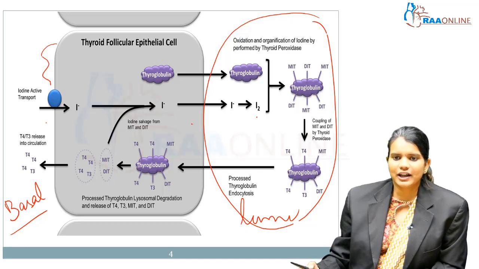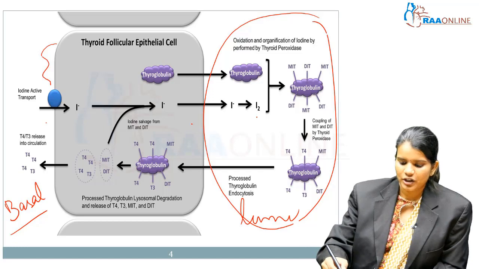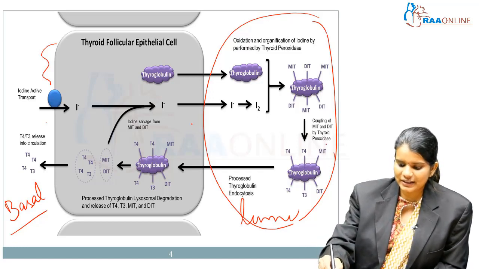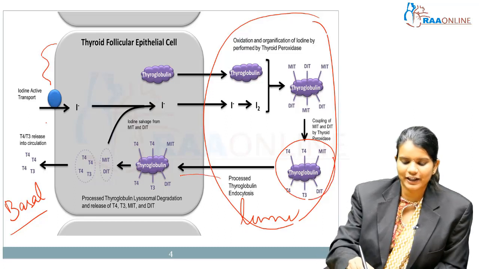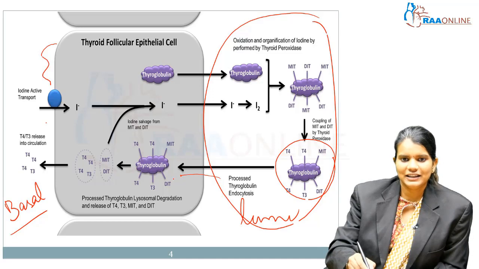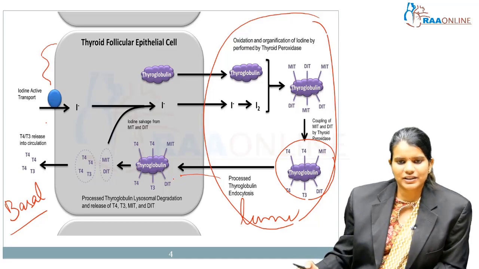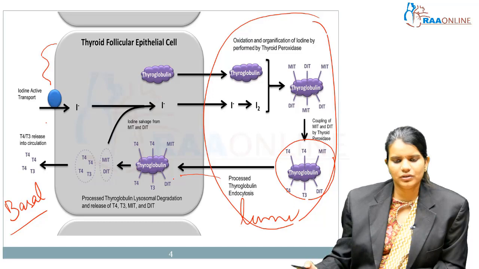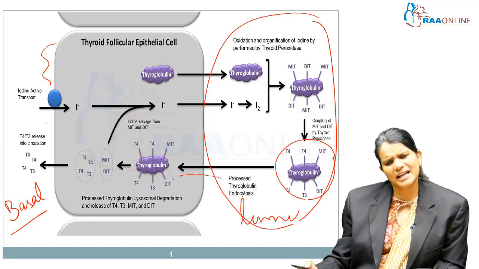Then the processed thyroglobulin, whenever there is a requirement of T3 and T4, which is the active form, is taken from the luminal surface back inside the thyroid epithelial cell, and then it is processed by lysosomal degradation and T3 and T4 are released into the blood circulation. So this is very simple, basic physiology.